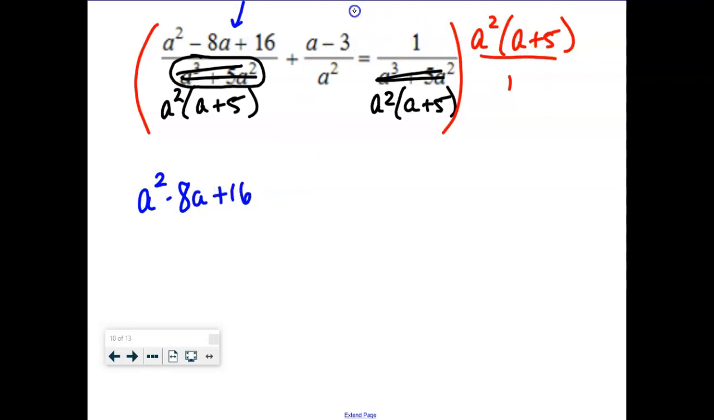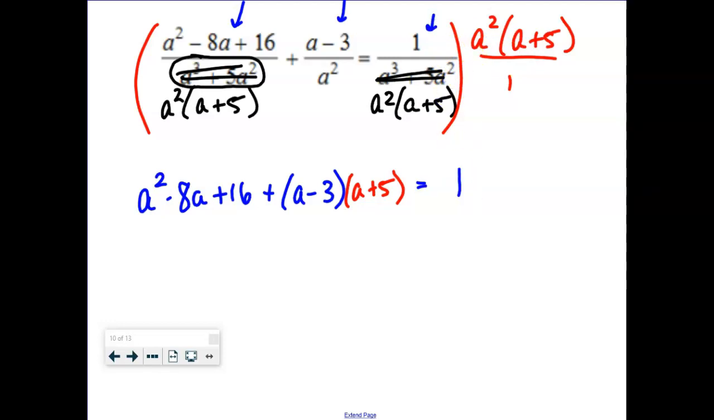So down in this term, the a squareds are going to cancel. So you still have this plus sign. You still have the a minus 3, which is in parentheses because it's a polynomial. But you still have to multiply it by the a plus 5. That did not cancel. Yep, and then in this last term, it all cancels again, so you just have a 1.